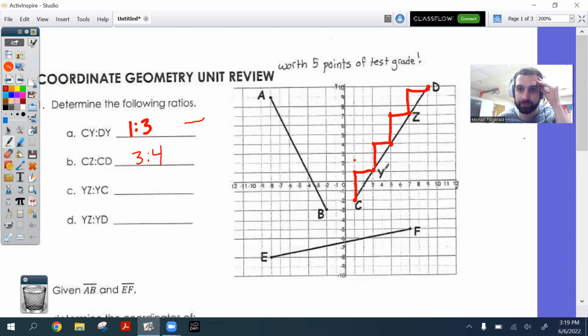YZ, let's see, to YC. Oh, so this is a distance of 2 versus a distance of 1, comparable units. So 2 to 1. All right, and last one, YZ to YD. YZ is 2 of these triangles, but YD is 3 of these. So it'd be 2 to 3.